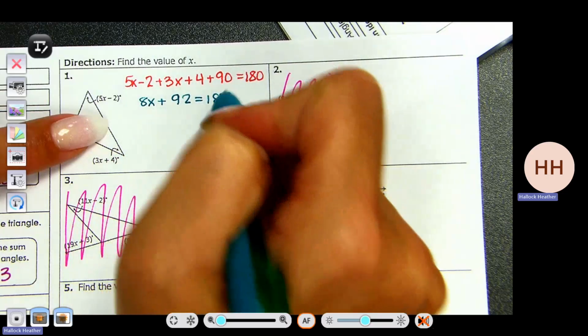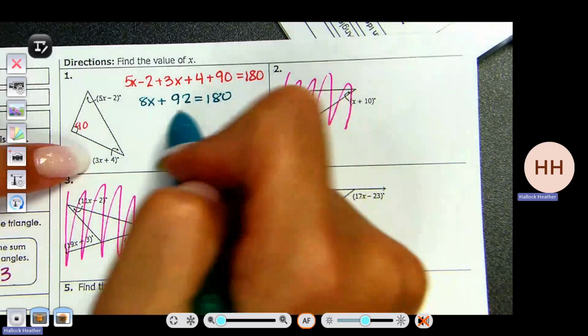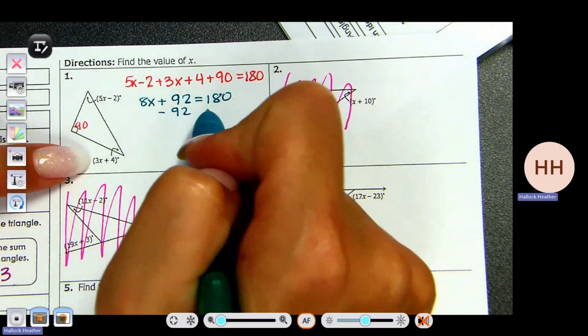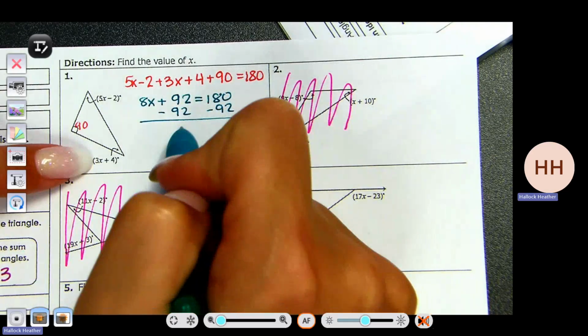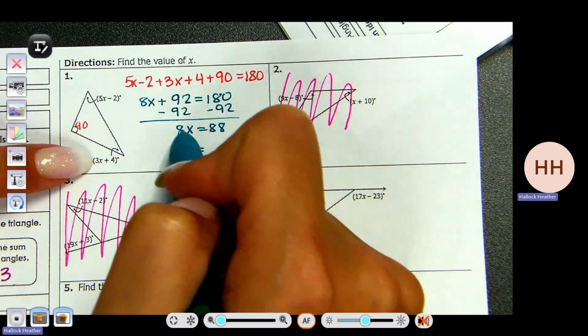Okay, when you combine like terms, you get 92. I'm gonna minus 92 from both sides. I'm going to say 8x equals 88. So x equals how much?